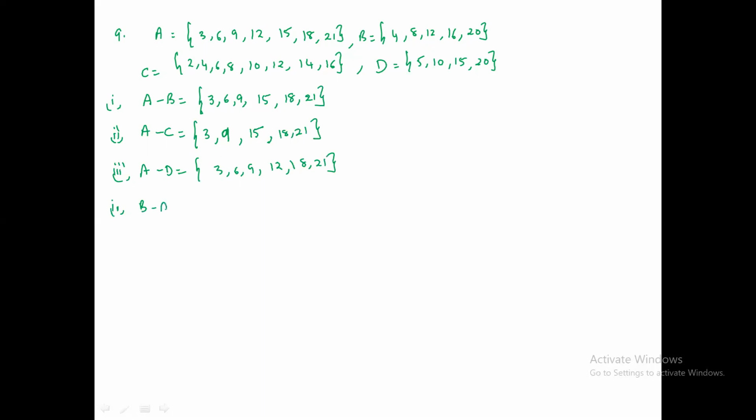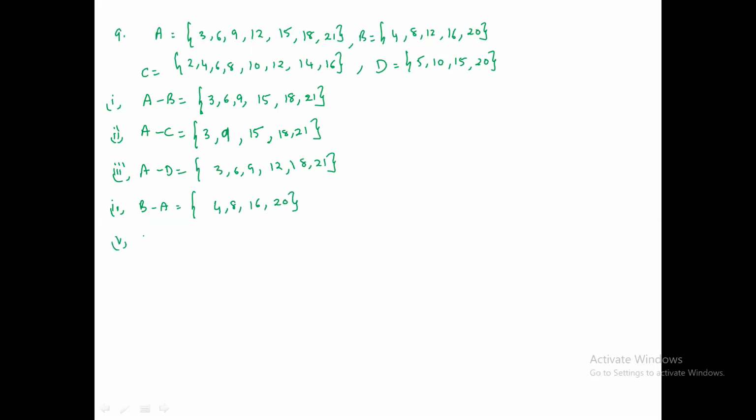Fourth, B minus A. From B, remove A. Remove 3, 6, 9, 12, 15, 18, 21. So you can't remove 3, 6, 9, but you can remove 12. So you will be having 4, 8, 16, 20.